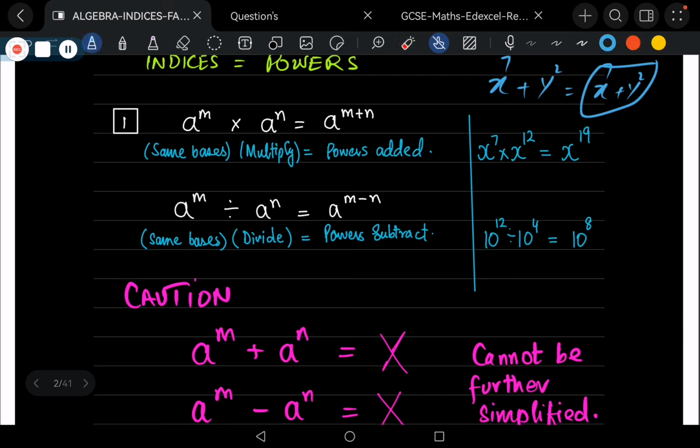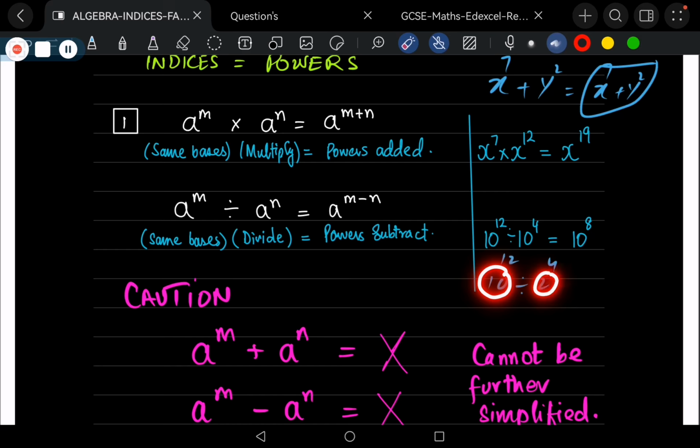Now what happens if we have a contra example, like 10 power 12 and 2 power 4? Because I am talking about division, I am considering divide. So I will write 10 power 12 divided by 2 power 4. I will check whether my bases are the same: this base is 10, this base is 2. The bases are not the same. It means that I will not subtract the powers. If I write it as 10 power 12 minus 4, that will be completely wrong because the bases are not the same. In order to do that, my bases should be the same.